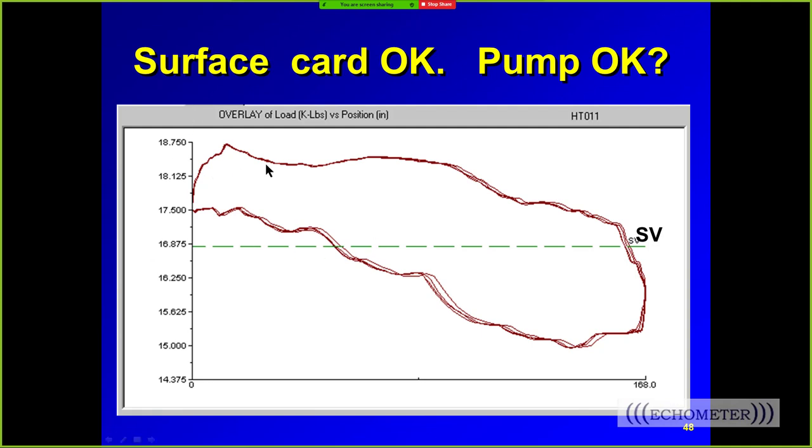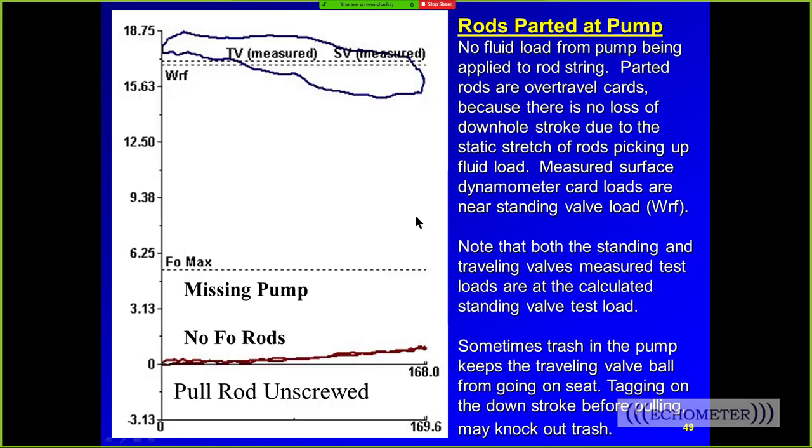Now this is a well. If you look at the data, this is a standing valve load. And we can see here that the surface card is plotting around the weighted rods and fluid. So based on that, you'd think, well, all we're carrying here is the weighted rods and fluid. And when we look at the pump card, it's a flat pump card sitting on zero. So this is an example of a deep rod part right at the pump. The pull rod came unscrewed, and so we went out and weighed this well. When we subtract weighted rods and fluid out, the pump card plots right on the zero load line.